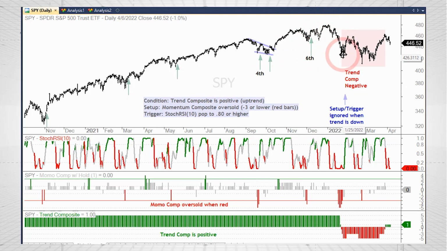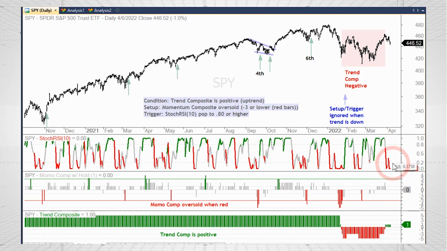And then we broke down and we turned bearish on the trend composite in the bottom. And so that means I wasn't looking for setups or triggers during this period. But now the trend composite is positive, so I'm open to setups and triggers. But if you look at the momentum composite, it's at 0 and it is yet to set up. So until it sets up, I will not be looking for a trigger.